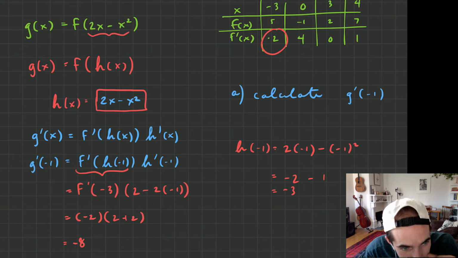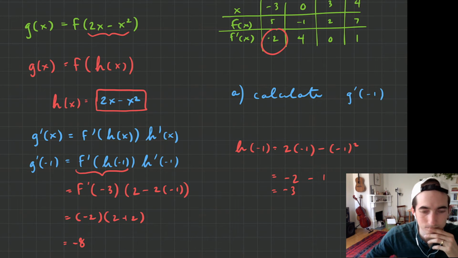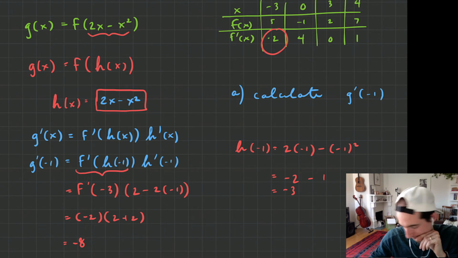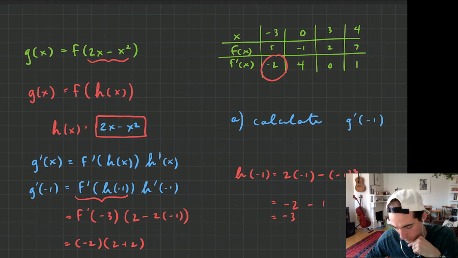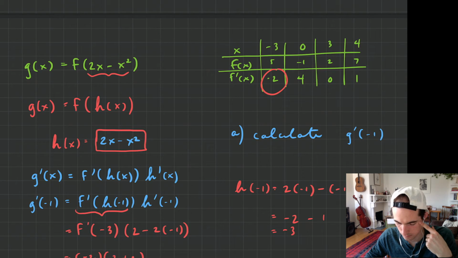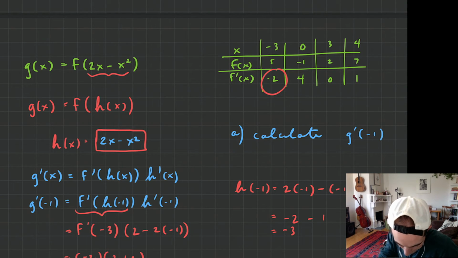What about h double prime of x? Is that also 0? Okay, keep struggling with it. Keep fiddling around with your algebra. You'll get it.